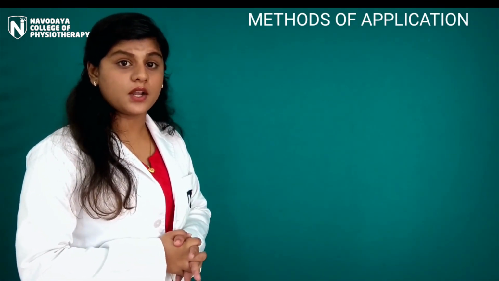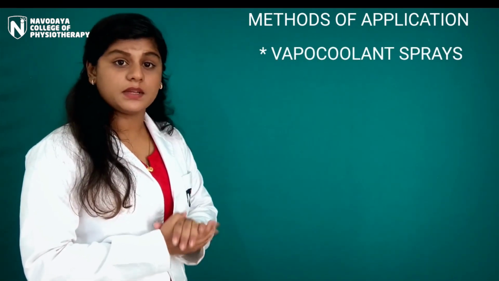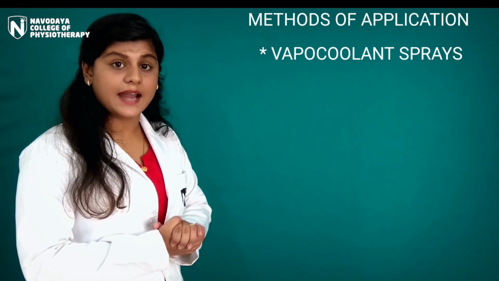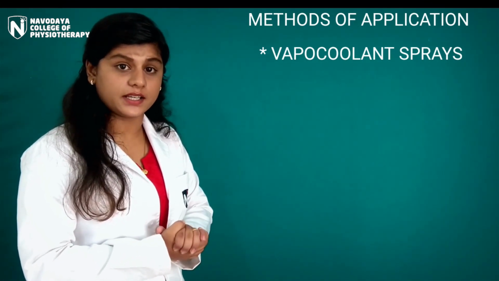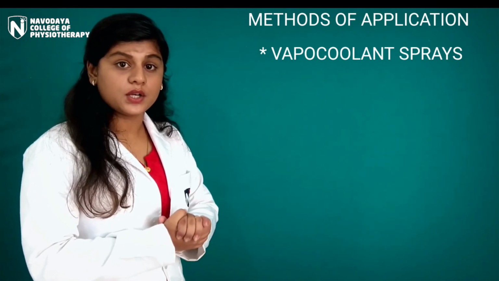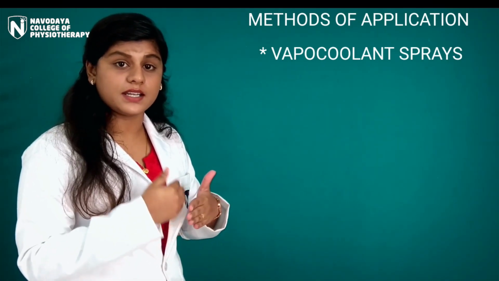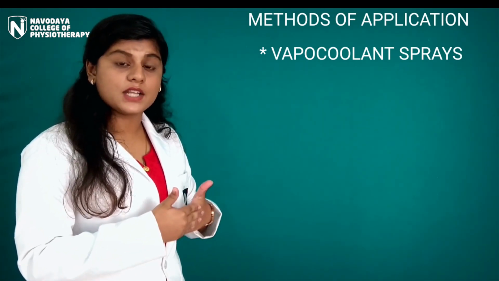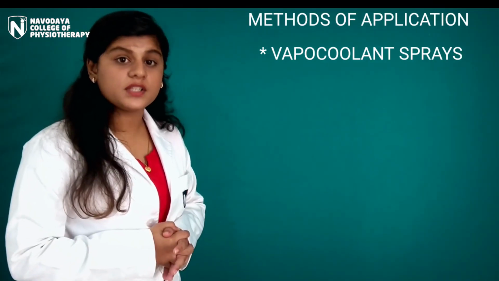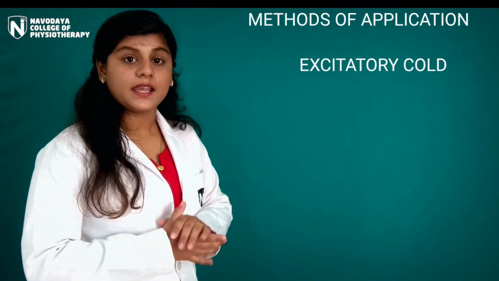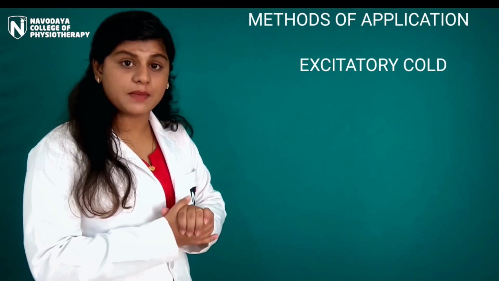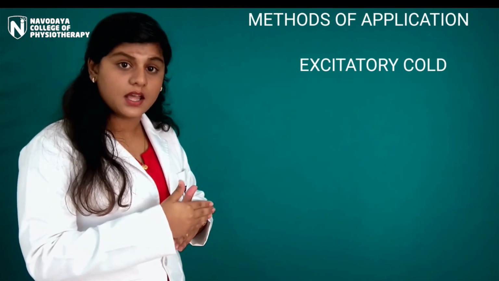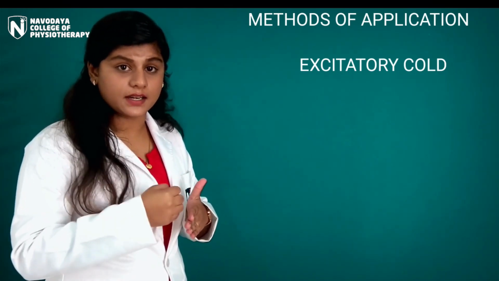Now coming on to the next method, known as vapor coolant sprays. In this method, the spray consists of fluoromethane or ethyl chloride, which is sprayed over the treatment area at a distance of 45 cm and an angle of 30 degrees. After spraying, we should ask the patient to relax or breathe gently, and then we give them stretching. This is mainly used in sports injuries and is also known as the spray and stretch technique. Coming on to the last method, known as excitatory cold. This method is mainly used for treatment of spastic disorders. It is useful for facilitation of contraction of an inhibited muscle. The ice is applied quickly over the skin 3 times.